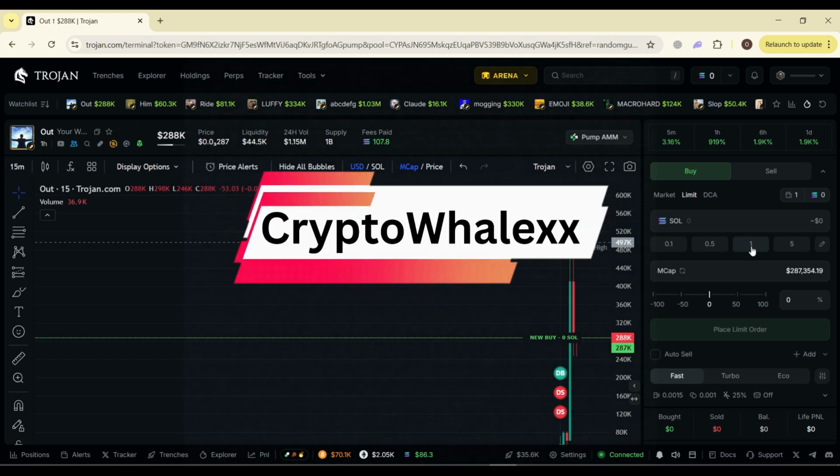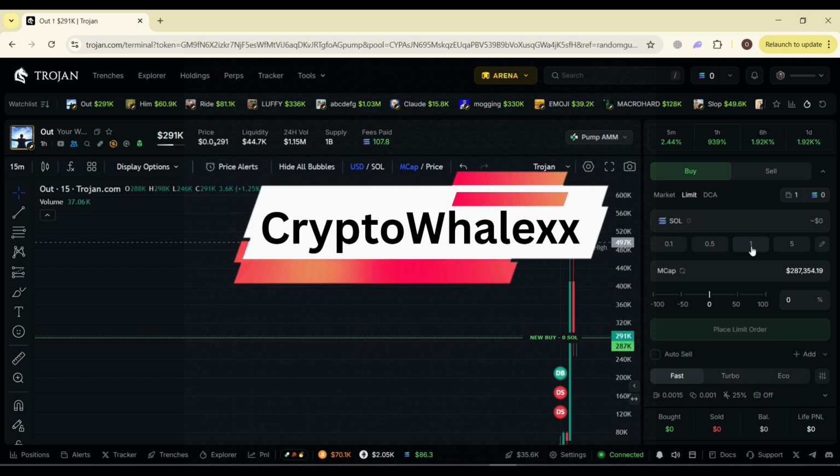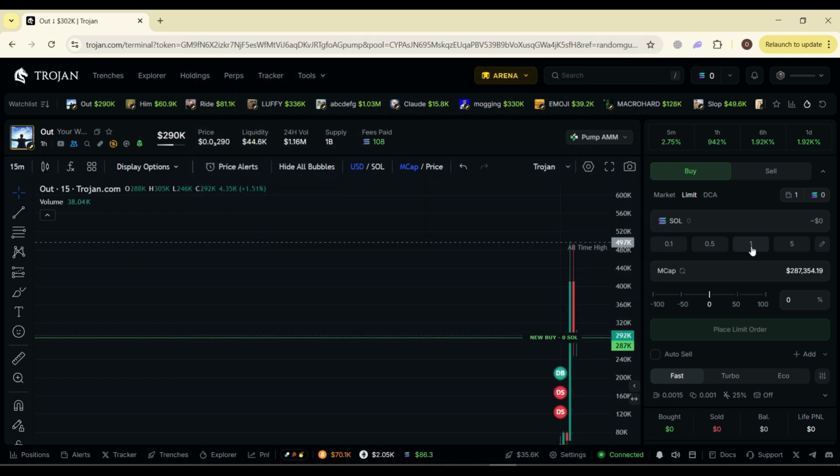Why are these strategies powerful? DCA helps reduce entry risk. Limit orders help lock profits automatically. Together they make trading more controlled and less emotional. So here are some beginner tips. Start small, test the strategy first before using larger amounts. Automation is helpful, but you still need discipline.